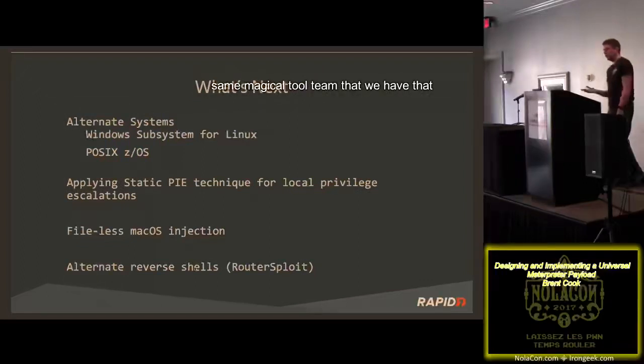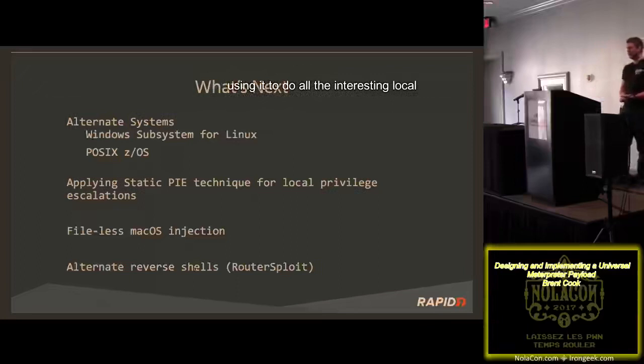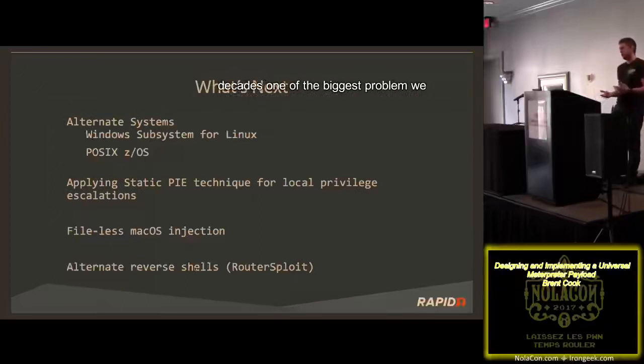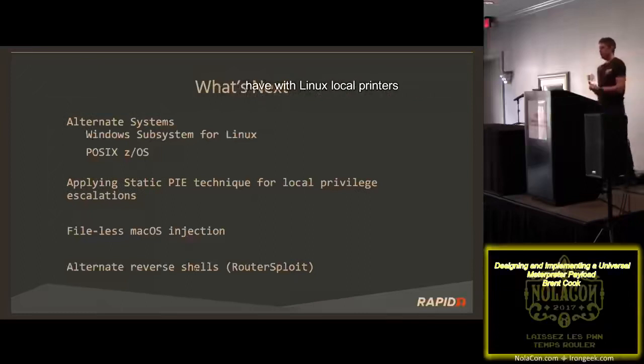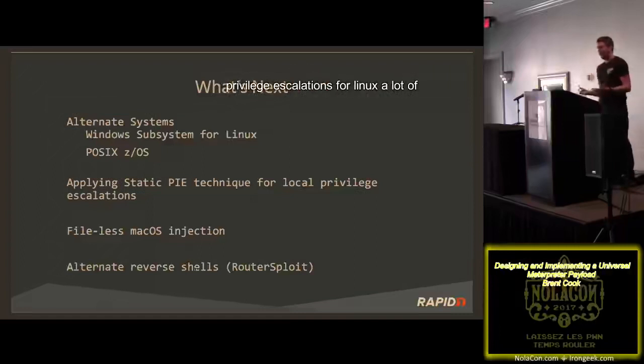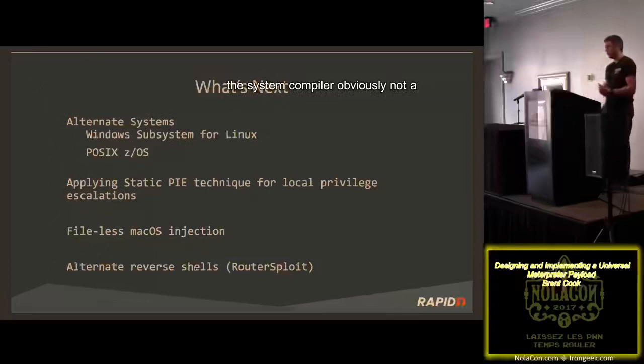We're also looking at basically taking the same magical toolchain that we use for injecting the payload and using it to do all the interesting local privilege escalations that have come out for the Linux kernel over the past decades. One of the biggest problems we have with Linux local privilege escalations is targeting all the different architectures and operating systems and C libraries. In fact, if you use Metasploit and try to use any of the privilege escalations for Linux, a lot of times they actually try to build code using the system compiler. Obviously not a really great scenario, so we're looking at basically making it so that we can have universal binaries we can inject everywhere for privilege escalation.